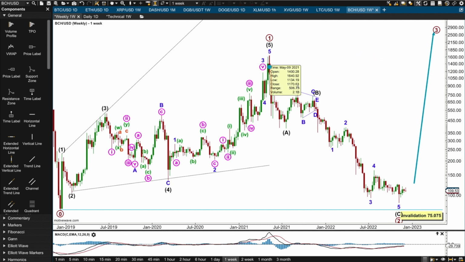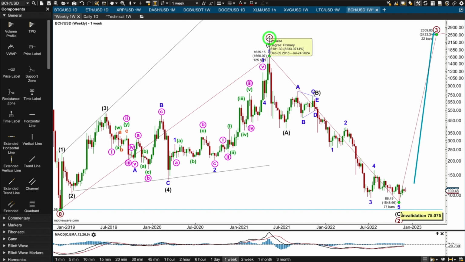Primary 3 must move beyond the end of primary 1. This high was 1640.92. Primary 3 has to move far enough above the end of primary 1 to allow primary 4 room to unfold and remain above wave 1 price territory. So the question is, is there a low here for Bitcoin Cash? Is it going to make a new low below this price point?